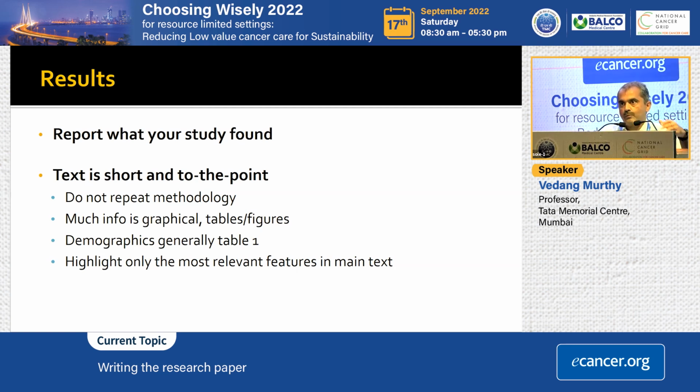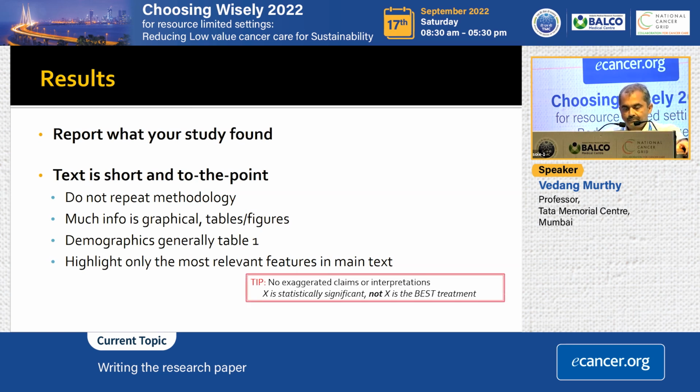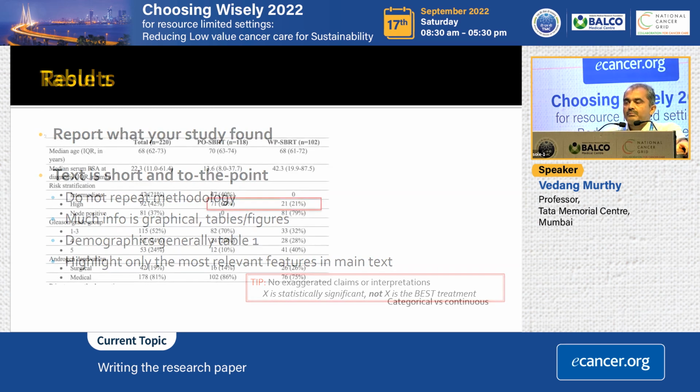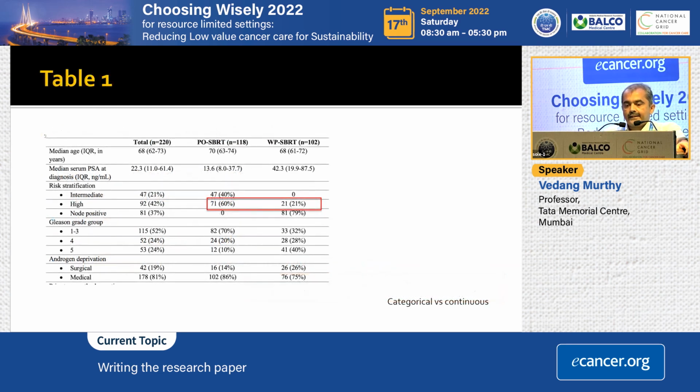In the world. So keep it to what you found. Table 1 looks something like this. It has got factors, disease factors and treatment related factors. If there are two groups, it is divided by groups. There are both categorical variables and continuous variables. Make sure you get their distribution right.